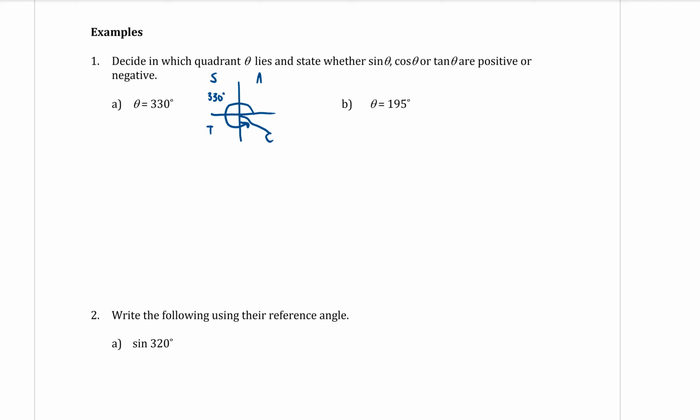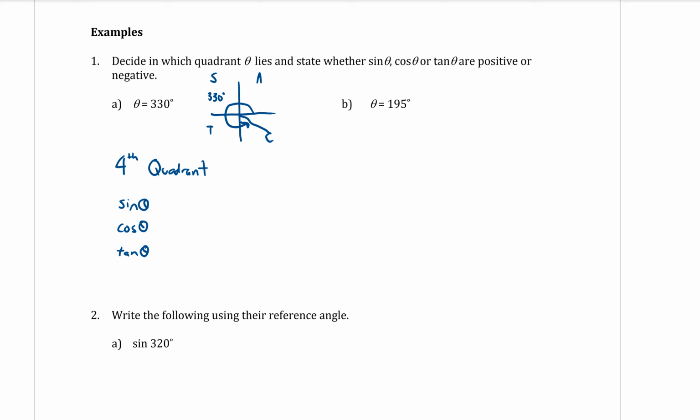Because the first thing it says is to decide which quadrant we're in, so we need to write that down. 4th quadrant. Then the next thing it says is we need to decide whether sine theta, cos theta, and tan theta are going to be positive or negative for that angle of 330 degrees. So because we're in the 4th quadrant, it's the C for cos.